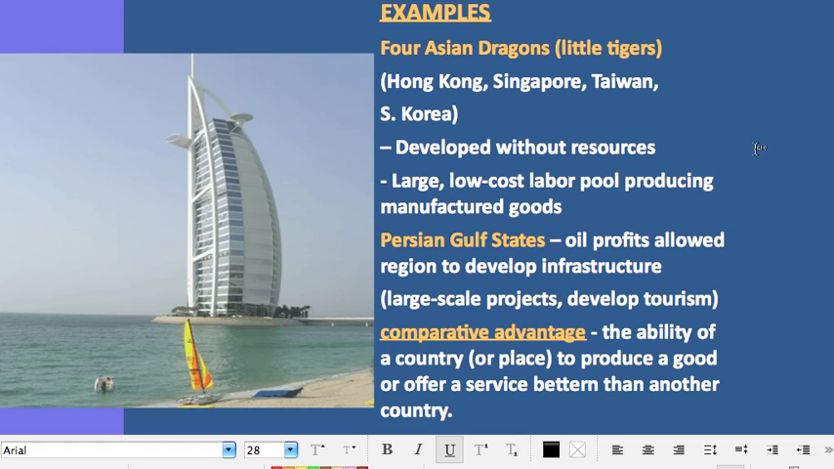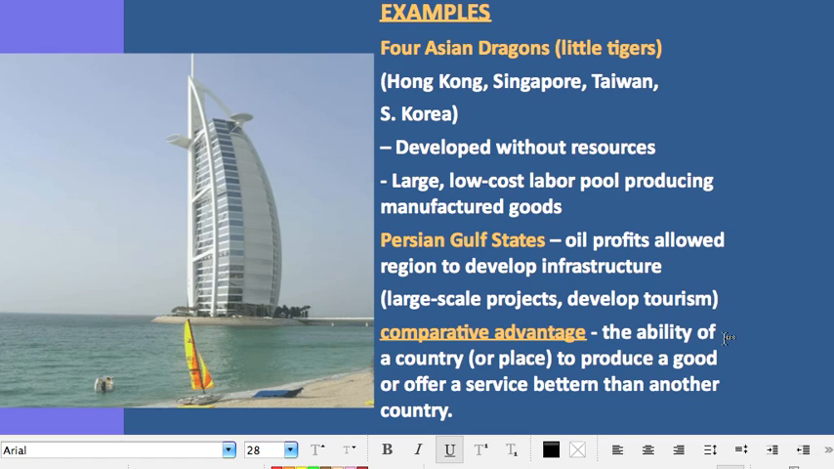All of these countries have developed without resources. They were able to develop by taking advantage of their very large, low-cost labor pool, much like Japan too, to produce a lot of manufactured goods for a cheap price. Persian Gulf states like United Arab Emirates, Saudi Arabia, Kuwait, Bahrain have a lot of money from oil profits, and that has allowed them to really put a lot of money into their infrastructure. And we see them switching over to large-scale projects to develop their tourism industry.